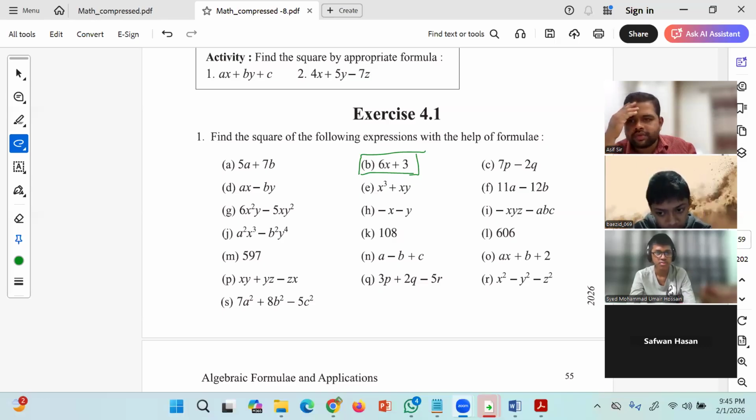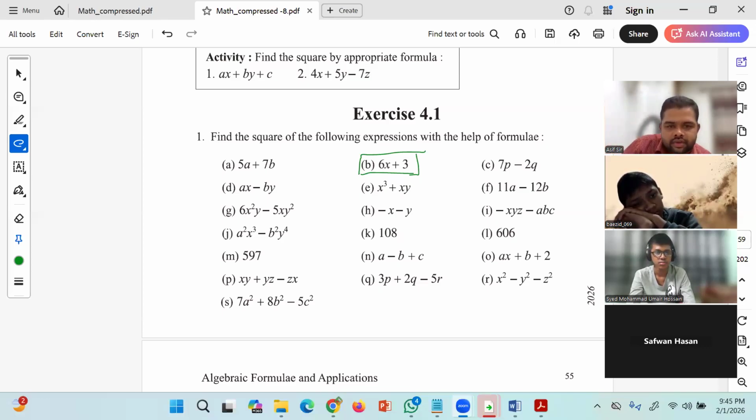Some of you are not responding to the class, which is not a good sign. I hope that from the next class, you guys will respond with me. If you respond, then I can understand if you are understanding the topics properly or not. Okay, now let's see the chat box first. Okay, very good.